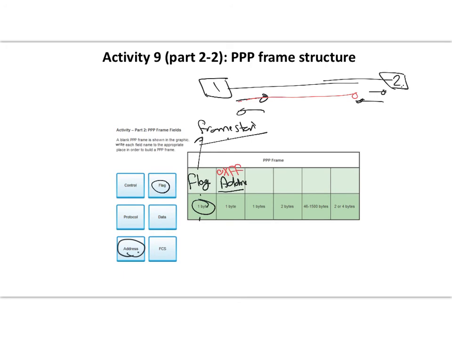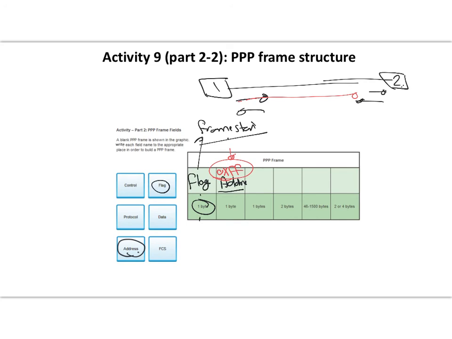The reason that we have this address field is because 1% of the time the value of that address is not FF. But again, this is the exception. In point to point, we don't really need an address field, but we have it in the frame to indicate some control signals that we don't have to go through.